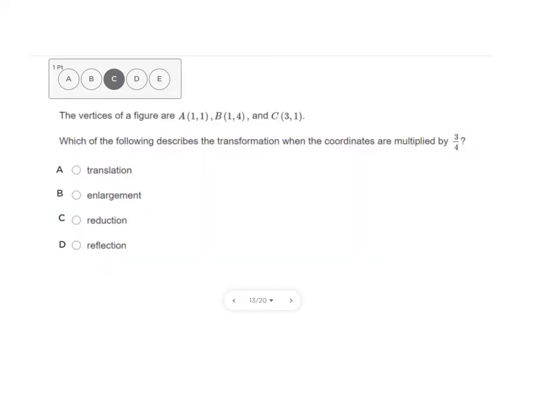The vertices of a triangle are A(1, 1), B(1, 4), and C(3, 1). Which of the following describes the transformation when coordinates are multiplied by 3/4? We know that if the k value is greater than 1, it's going to enlarge, right? If the k value is less than 1, it is going to minimize, right?